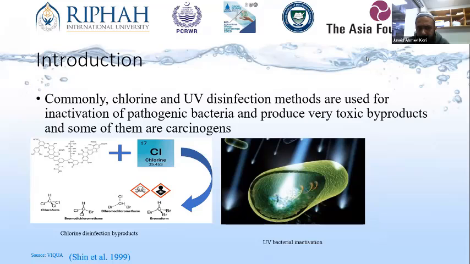Different disinfectants are used worldwide, like UV disinfection, chlorine disinfection, ozone and other methods. But when we use chlorine, ozone and other disinfectant methods, they generate byproducts, and these byproducts are carcinogenic and can cause human health problems. So this is not a very authentic solution to disinfect pathogenic bacteria from drinking water sources.